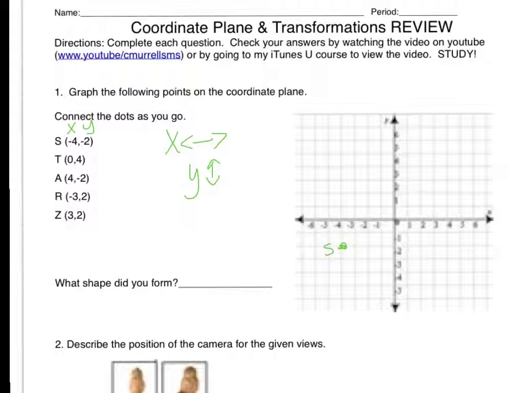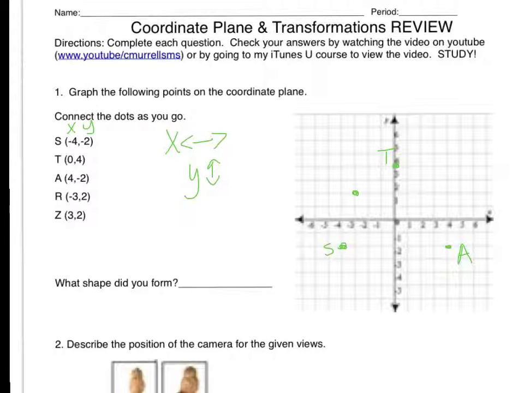Then for T, the 0 means we don't move left or right at all. We just go up 4, so we put our point right there, and that's T. For A, it's +4, so we go right 4 and then -2, so we go down 2, and that is here. And then for R, it's -3, so we go left 3, and +2, so we go up 2, and that is right here.